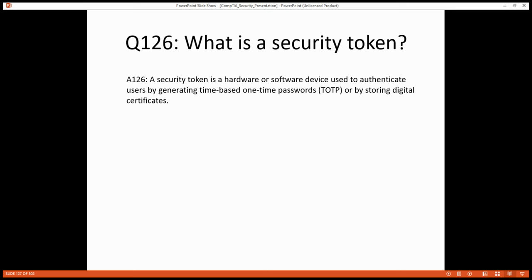Q126. What is a security token? A126. A security token is a hardware or software device used to authenticate users by generating time-based one-time passwords, TOTP, or by storing digital certificates.